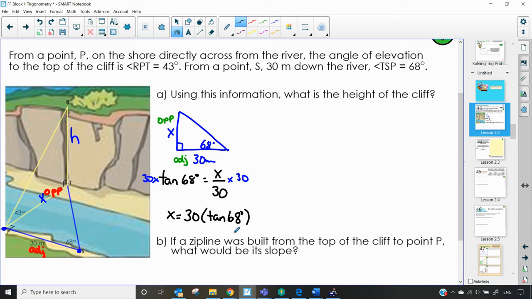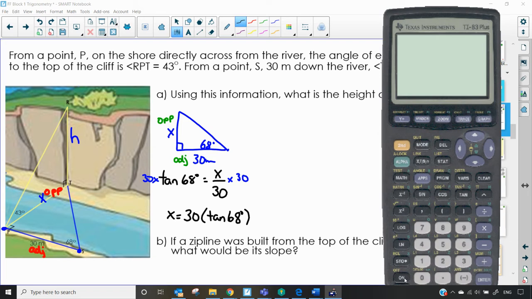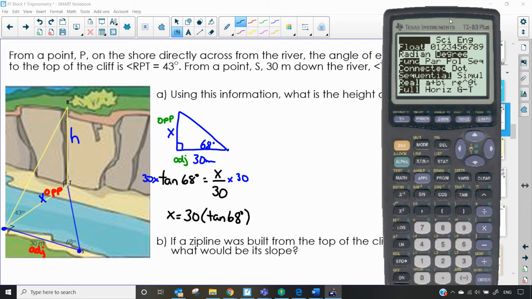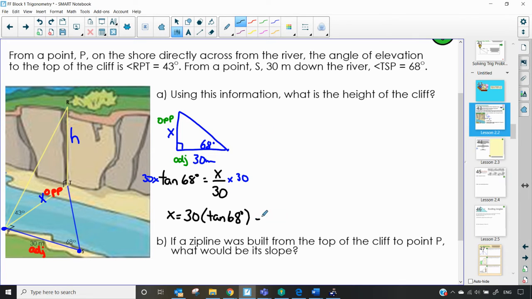Now, as we work through these problems today, I'm going to be pulling up the calculator because I want to show you how to keep your answers from being rounded until the end. And so we're going to talk about that here shortly. So again, when you're using your calculator, you want to make sure that your calculator is in degree mode. So click on your mode button, make sure your calculator is in degree mode. Second, quit. And then we can go 30 times tan 68. And that will give us 74.25, rounding to the nearest tenth, 74.3 meters.